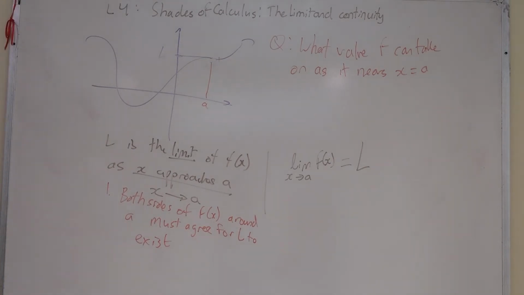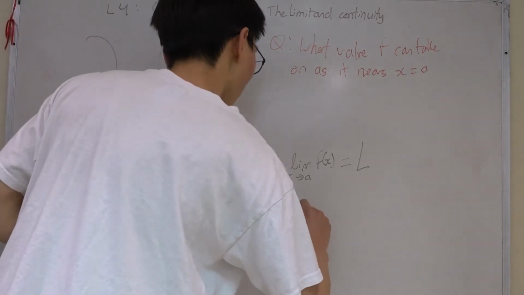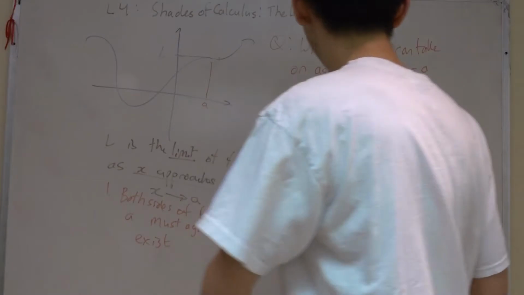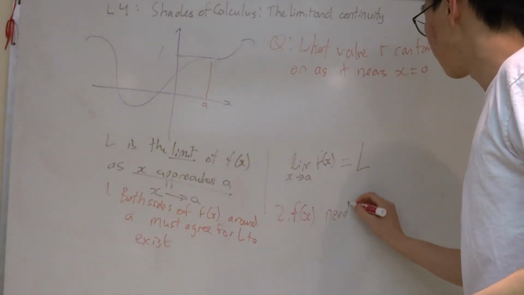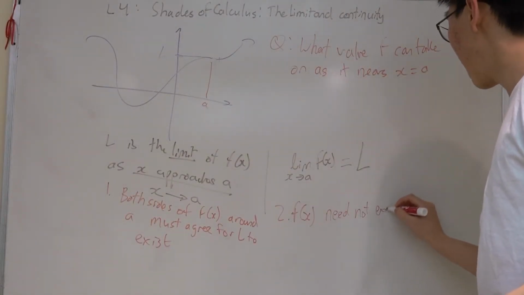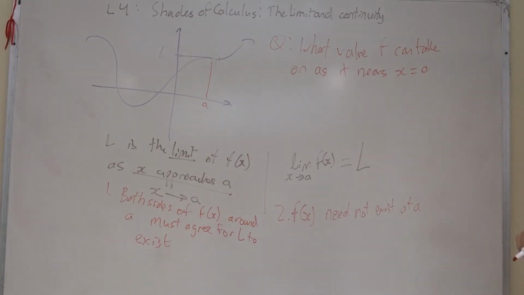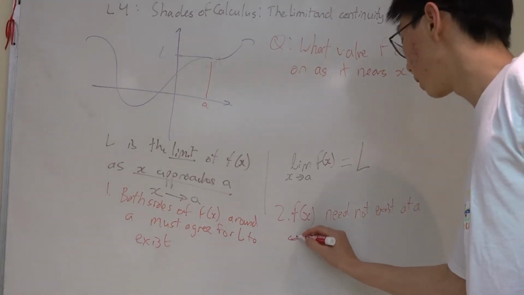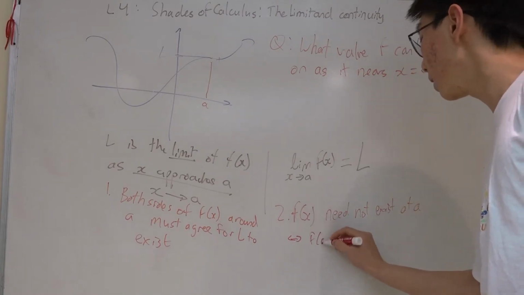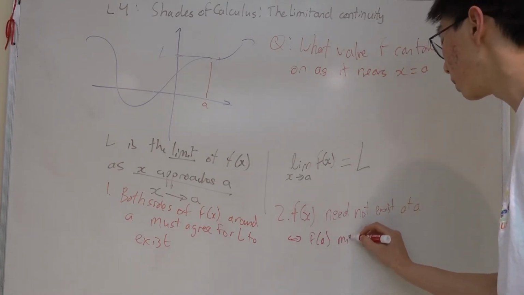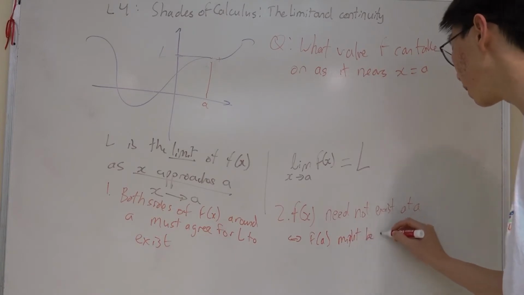The second caveat is that f of x need not exist at a. This might seem very strange to you. In other words, f of a might be undefined.